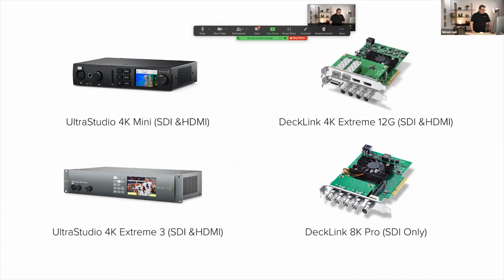Again, one of the questions that people have is around HDR. So HDR is becoming more popular. You can obviously use a domestic TV for an HDR output, but there are only 4 devices that support proper HDR output, whether that be SDI or HDMI: the Ultra Studio 4K Mini, the Ultra Studio 4K Extreme 3, and the DeckLink 4K Extreme 12G and 8K Pro.